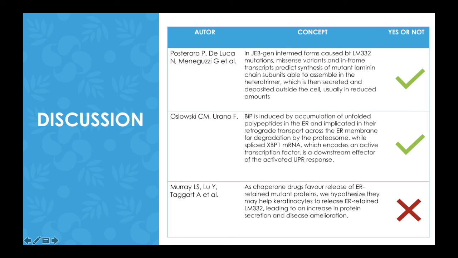The second concept was shown true as well because they did mention that the BiP protein was highly increased in these patients. And it was probably because of the protein accumulation in the endoplasmic reticulum. As for the last concept, it wasn't true because it wasn't mentioned at all in the article.